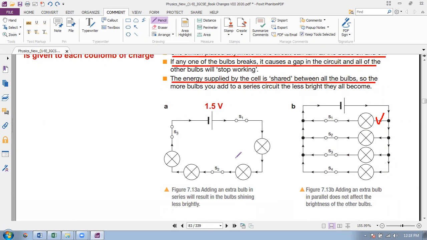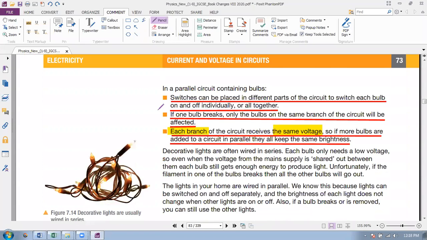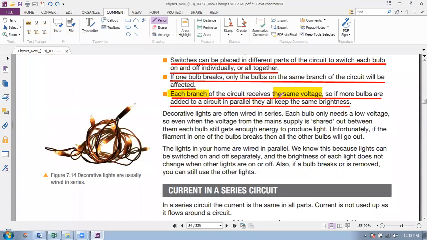So this point is very important. Each branch of the circuit receives the same voltage. So if more bulbs are added to a circuit in parallel, they all keep the same brightness. No problem would happen.